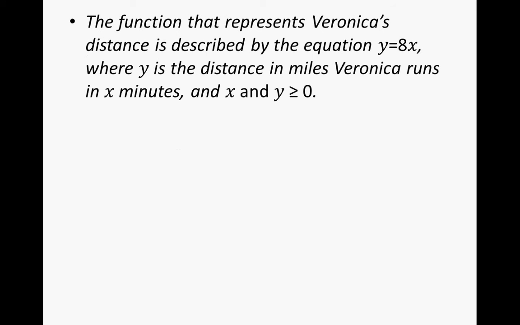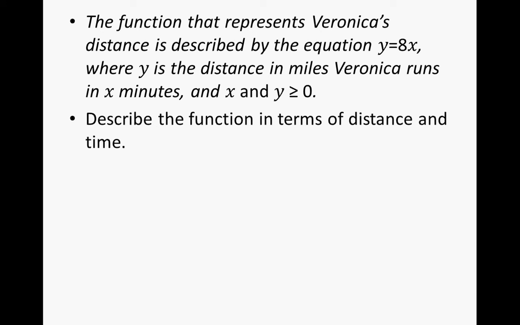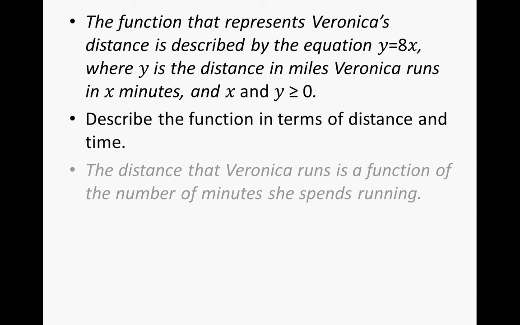The function that represents Veronica's distance is described by the equation y equals 8 times x, where y is the distance in miles Veronica runs in x minutes, and x and y are greater than or equal to 0. Describe the function in terms of distance and time. The distance that Veronica runs is a function of the number of minutes she spends running.